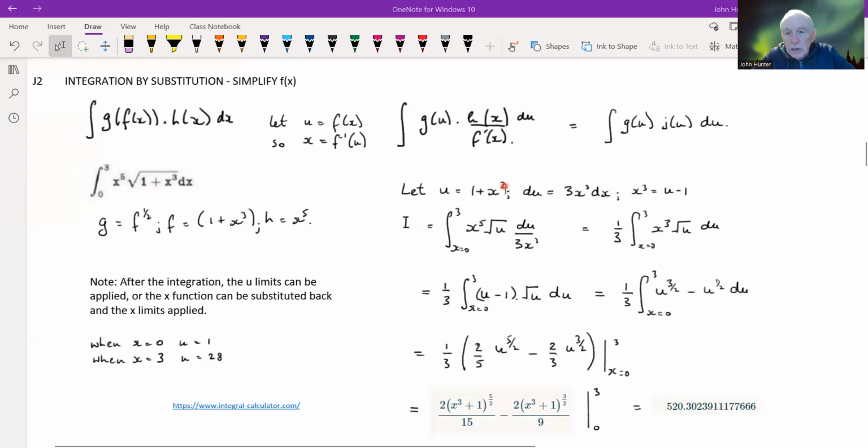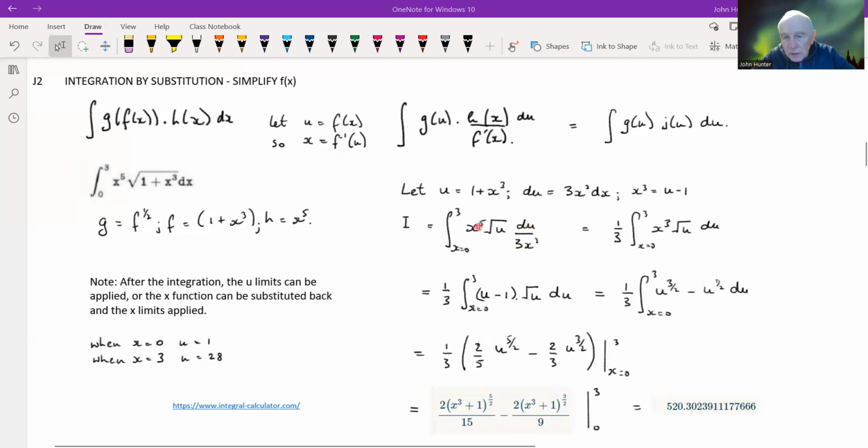u equals 1 plus x cubed gives us du equals 3x squared dx. And just turning this around, we've got x cubed equals u minus 1. Okay, so the integral becomes this. I've still got my x limits here, so I've made it explicit that they're x limits by writing it like this. It helps me to remember not to use them as u limits. And then we've got our x to the power of 5, our square root of u, and then our dx comes in here.